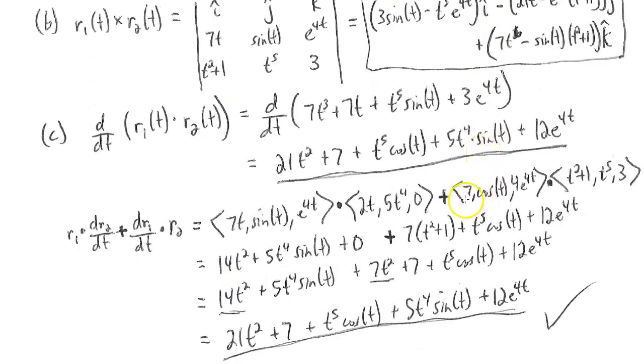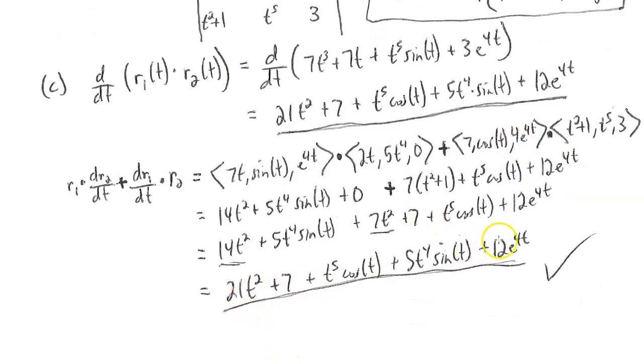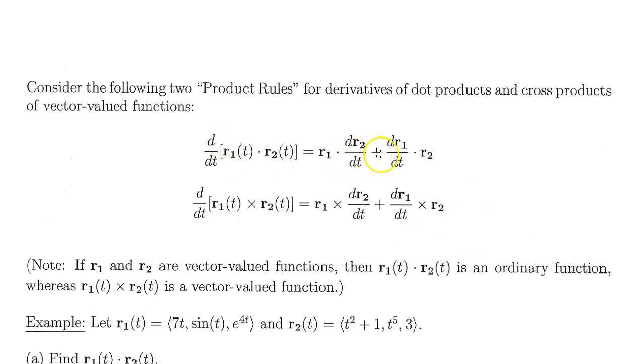Okay, so that's what I've written here. 7 cosine t, e to the 4t times 4, dot with r2, and this is what r2 was. Well, if you work out the details, if you do this dot this, you do 7t times 2t plus sine t times 5t to the fourth plus e to the 4t times 0, and so forth, and you do the dot product of these and simplify it down, it turns out you get this, which is the exact same thing as this. And we knew it would, as long as this product rule really holds, the left and right hand sides really should be the same.